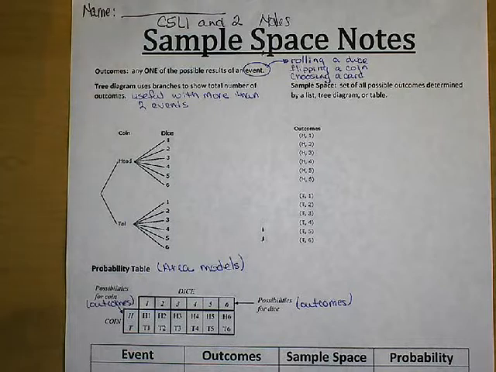At this time, does anybody have any questions about outcomes, tree diagrams, or probability tables?